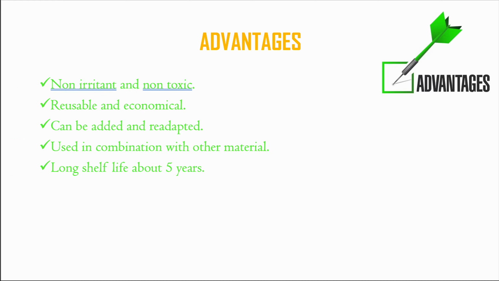The advantages included are that it is non-irritant and non-toxic, and if any error comes you can reheat and mold again, so it is reusable as well as economical. It can be added and readapted, and used in combination with other materials, that is, the green stick compound can be used for border molding and the impression can be made with a light body elastomeric material, zinc oxide eugenol impression material, like that. A long shelf life of about 5 years is there for our green stick compound.